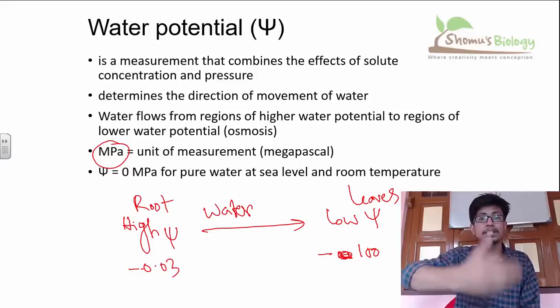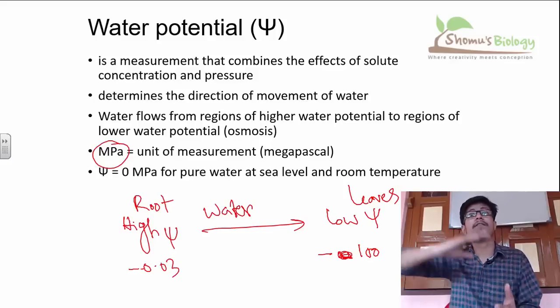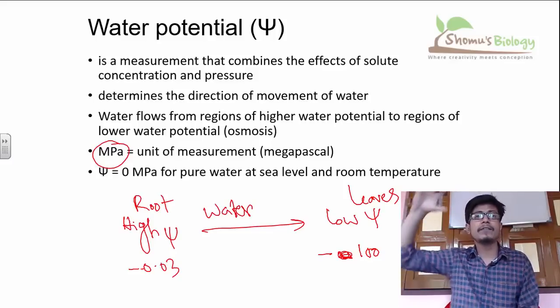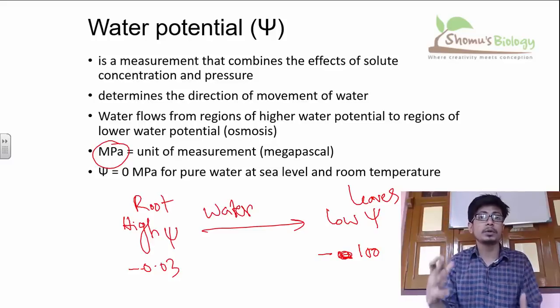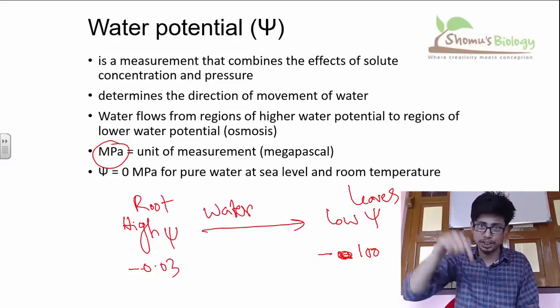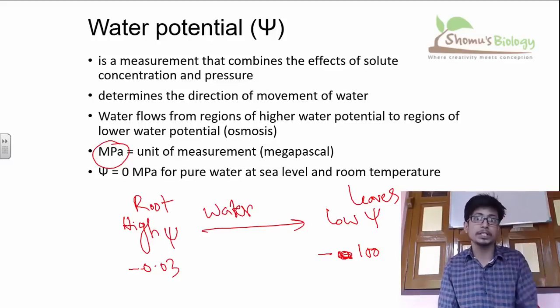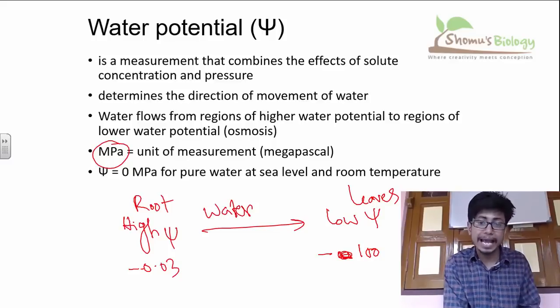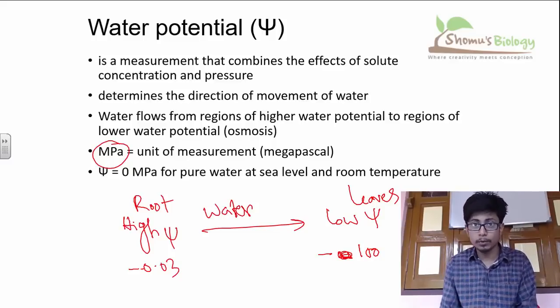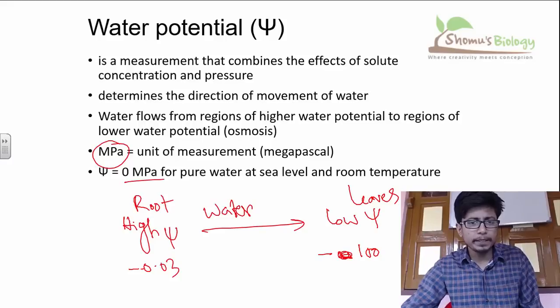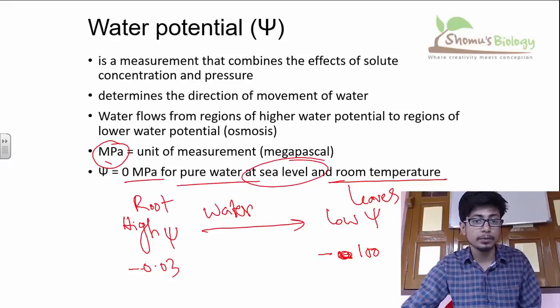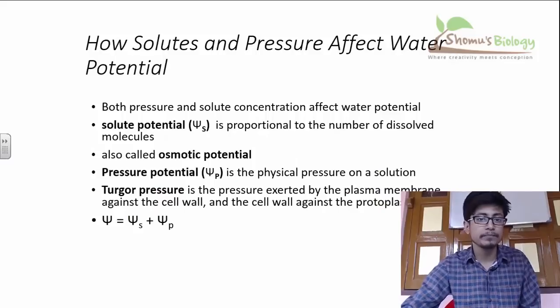But when transpiration is going on, the water is further evaporated, creating a very low concentration of solute at the leaf, which allows the water to come from the high pressure region, which is the root, towards the low pressure region, which is the leaf of the plant. That's how the water flows from root towards the leaf. And we call 0 MPa the water potential of pure water at sea level at room temperature.